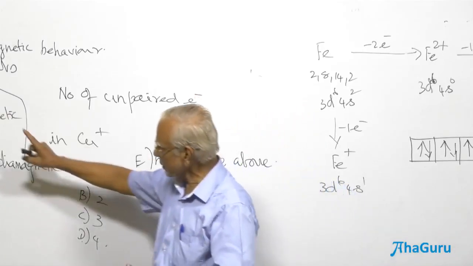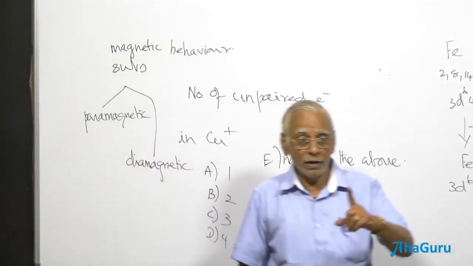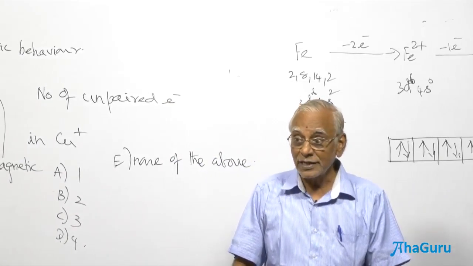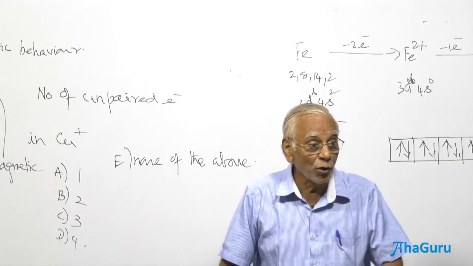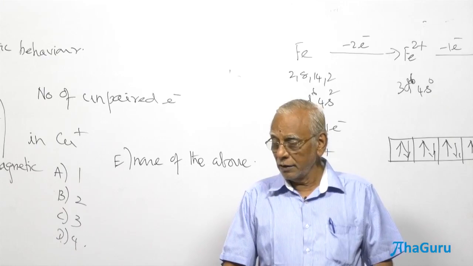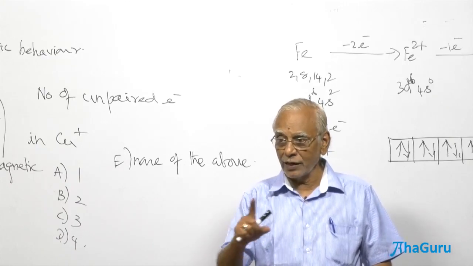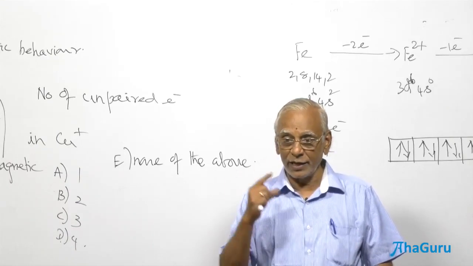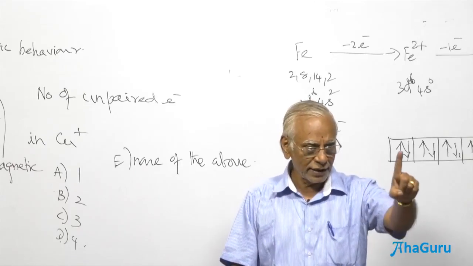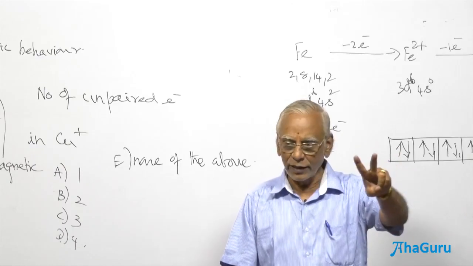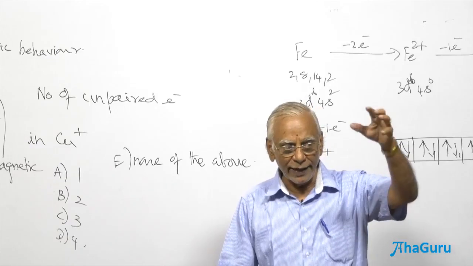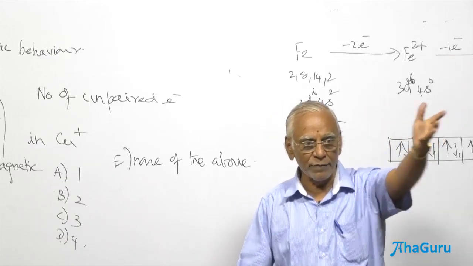The paramagnetic substance is due to the presence of one or more unpaired electrons. What is a paramagnetic substance? Presence of one or more unpaired electrons, because every electron is considered to be a tiny magnet. If you have an odd electron, a single electron, definitely. If you have 2 unpaired electrons, the magnetic property is more. So what is the point to be highlighted? The higher the number of unpaired electrons, the greater the magnetic property.